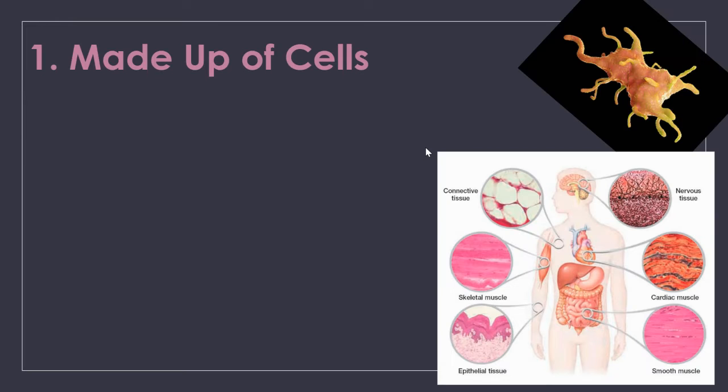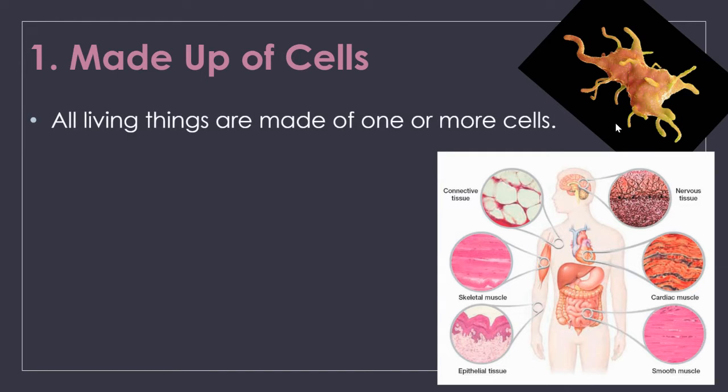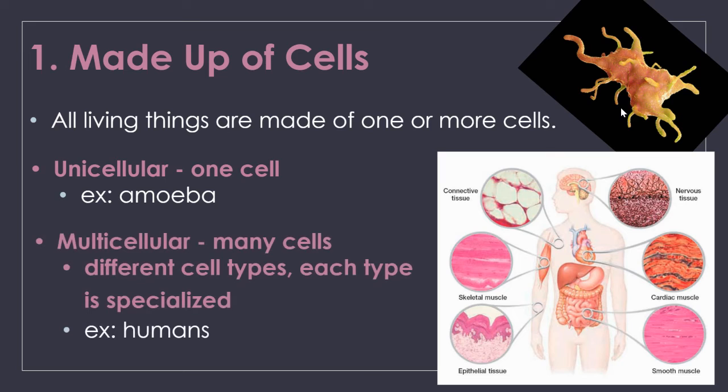The first characteristic is that all living things are made up of cells. You can see here, this is an amoeba and this is a human, and amoebas are made of cells and so are humans. They are made of one or more cells. If they are just one cell, like the amoeba right here, that's unicellular. And if it is made of many cells like humans, then that is multicellular, and each of those different cells will be specialized to do a certain job. Like your bone cells do a different job than your muscle cells. So if you're multicellular, you can actually have cells that are specialized to do certain jobs.